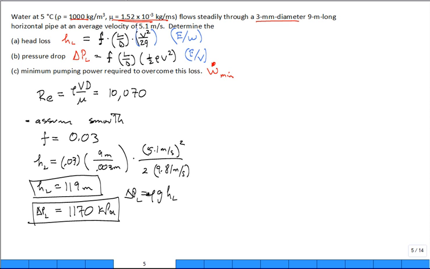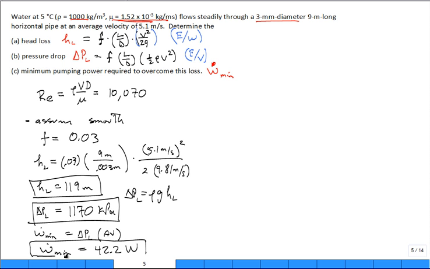The last part, what's that minimum pumping power? Well, the minimum pumping power, Wdot min, would be the pressure loss times the volumetric flow rate, A times V. They give you the diameter, so pi d squared over 4, times the velocity V, to get cubic meters per second. Multiply through, watch your units, and you get that the minimum pumping power is 42.2 watts.